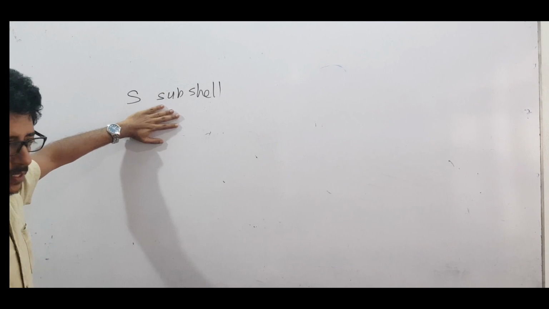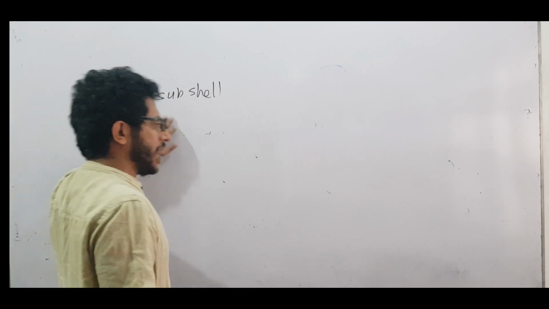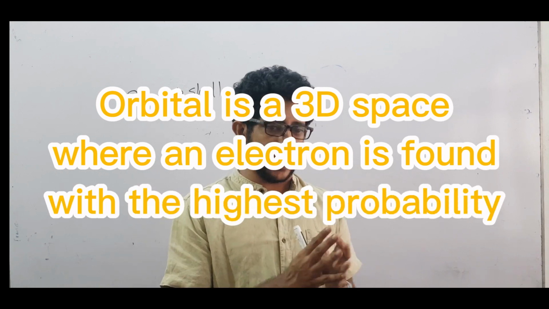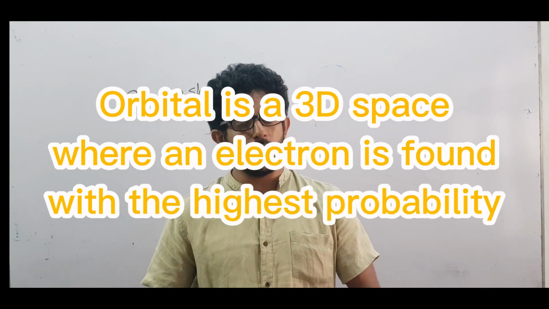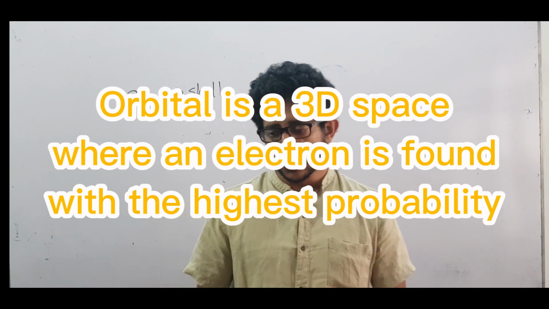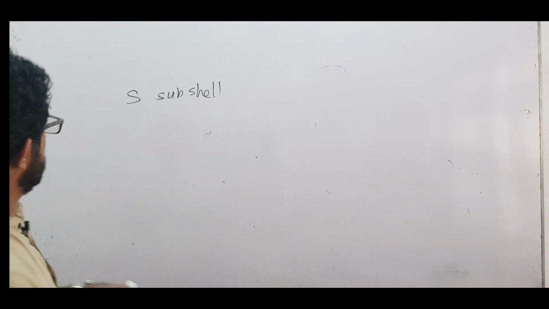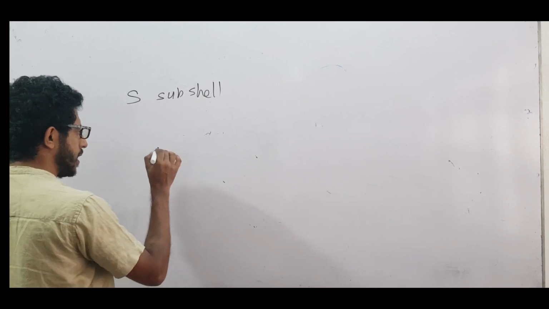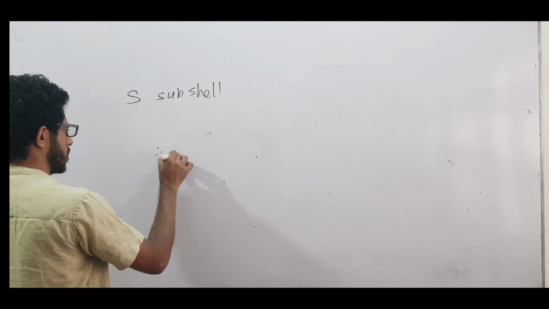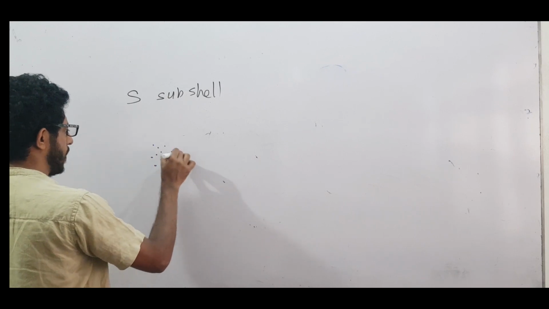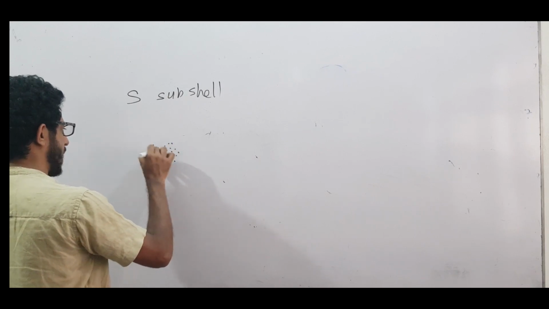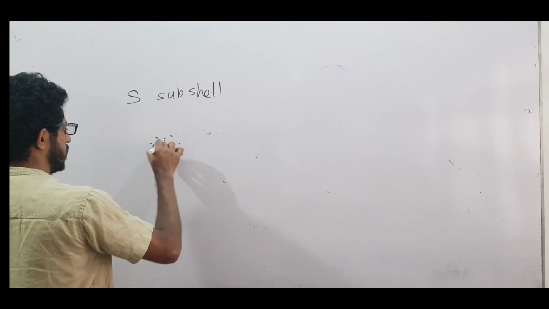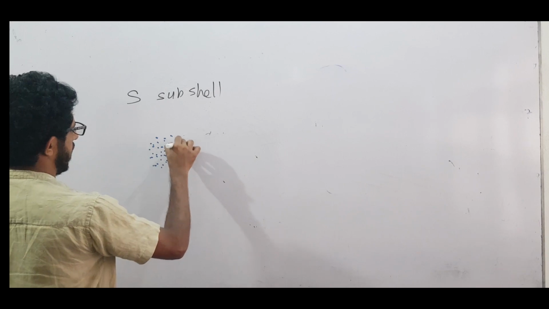Inside the S subshell, we have the S orbital. So what is an orbital? An orbital is a 3-dimensional space where an electron is found with the highest probability. If I draw a dot, this dot represents an electron, and this dot represents another electron. The S orbital gives the three-dimensional space where you can find an electron. Anywhere in this place you can find an electron.